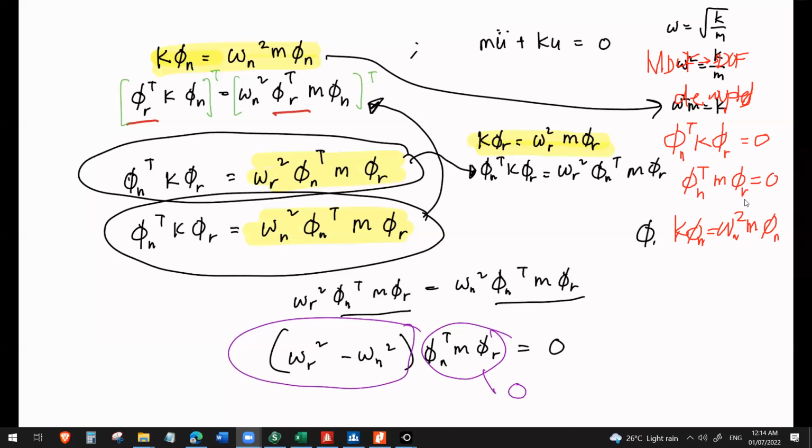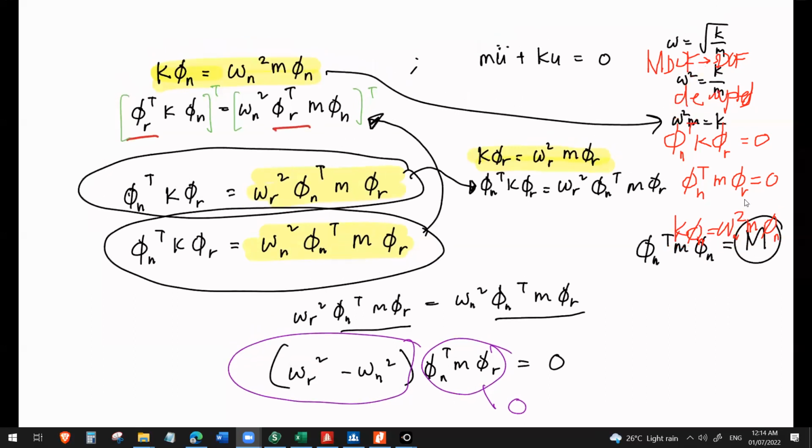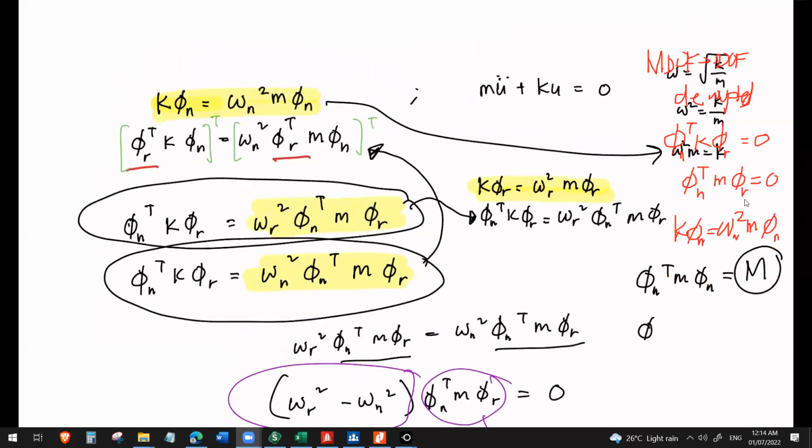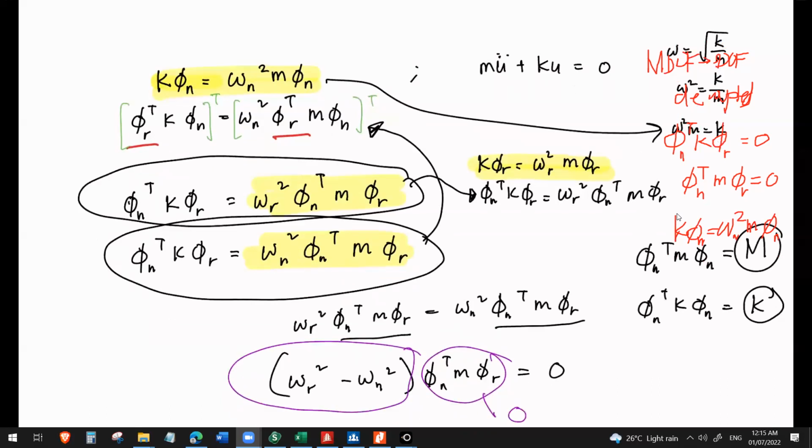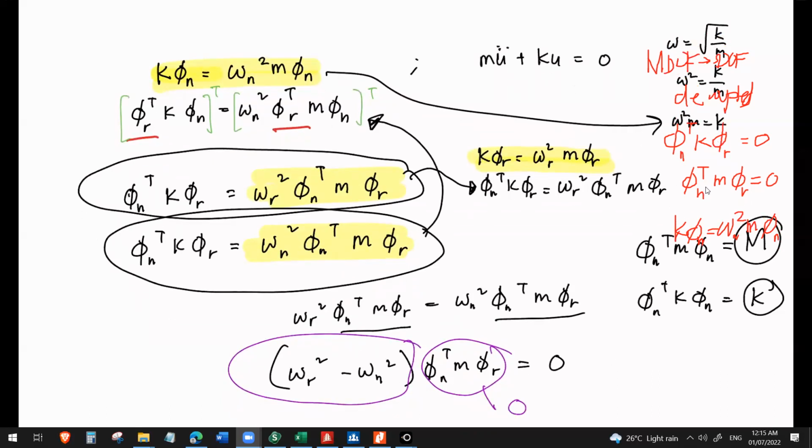Or in our case of definition, phi n transpose m phi n, ay, hindi nga pala dyan nakasulat. So phi n transpose m phi n will be called the generalized mass matrix. Sorry, humarang. Yan. Okay? Then for the case of stiffness, say phi n transpose k phi n, this is now what you call the generalized stiffness. Okay? So that proves our modal orthogonality. Yeah, proving that phi n transpose m phi r is equal to 0 also goes with phi n transpose k phi r equal to 0.